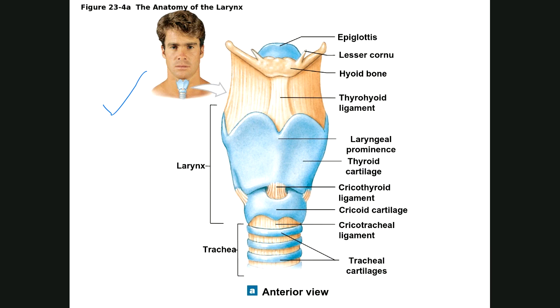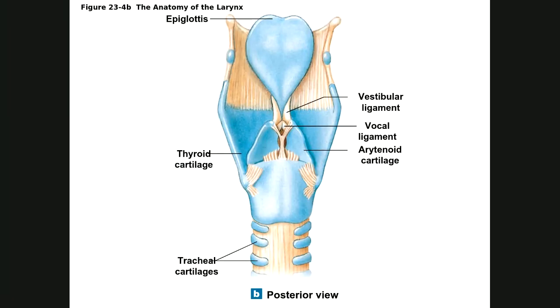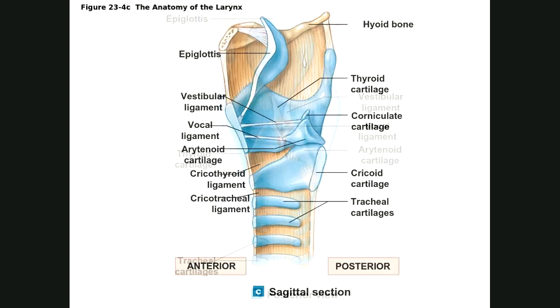I've also included a posterior view, which is really nice because you can see, for instance, how the tracheal cartilages are U-shaped, meaning they don't connect all the way around, but you can also see the arytenoid, the vestibular ligament, the epiglottis, etc. in these pictures. And here's a really nice sagittal section through the larynx where you can identify a lot of these different cartilages as well.